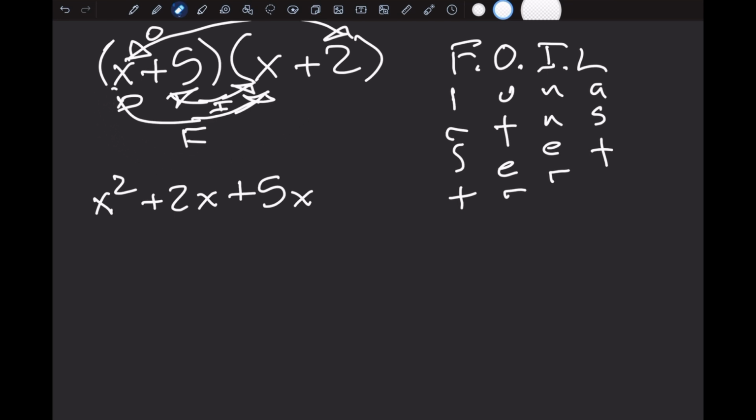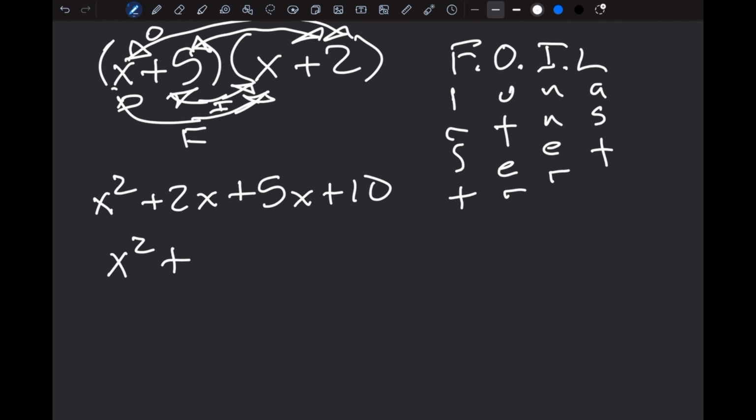Now we do last. So you get 5 times 2, so plus 10, since they're still positive. So now we can combine like terms. So x squared has no like terms. The 2x and the plus 5x have the same base, so we can add them together to get 7x plus 10.